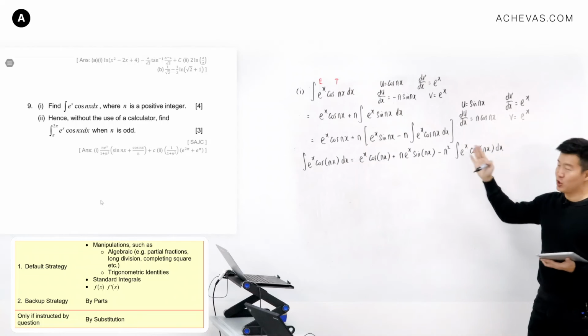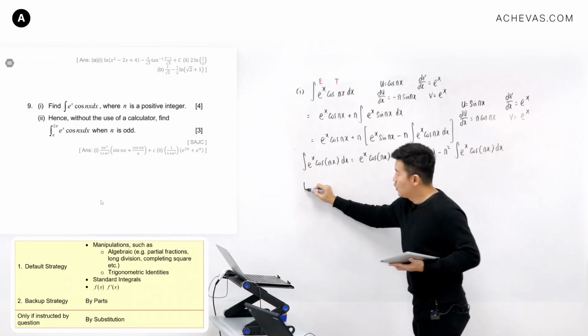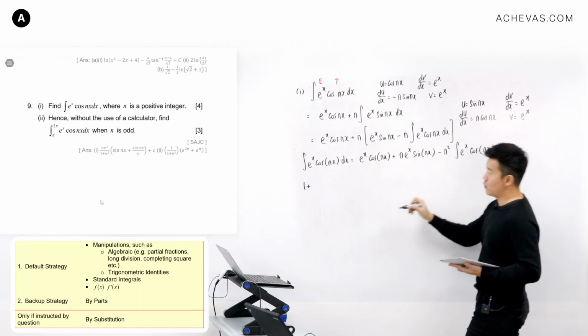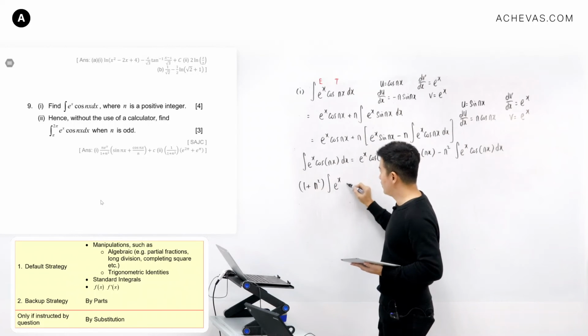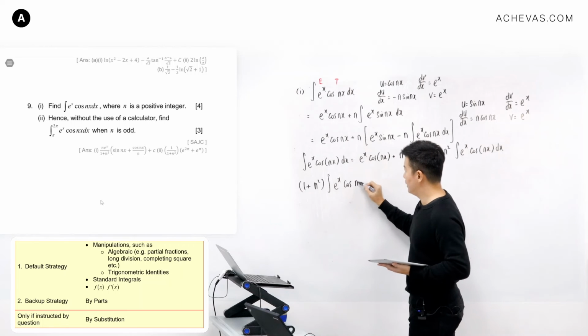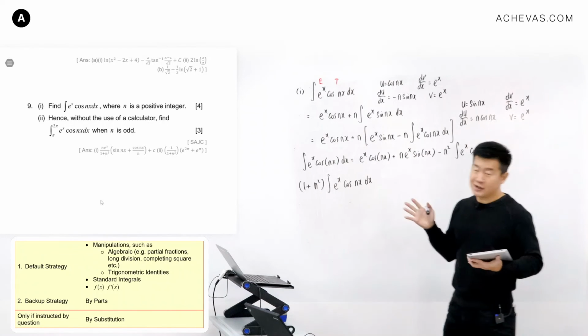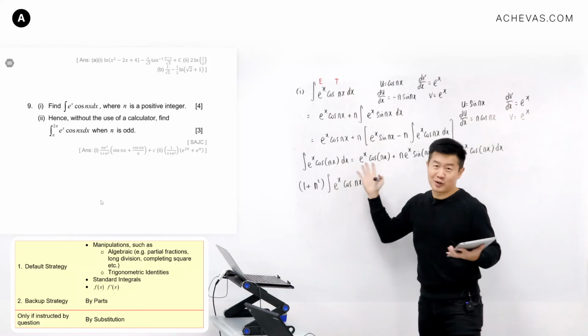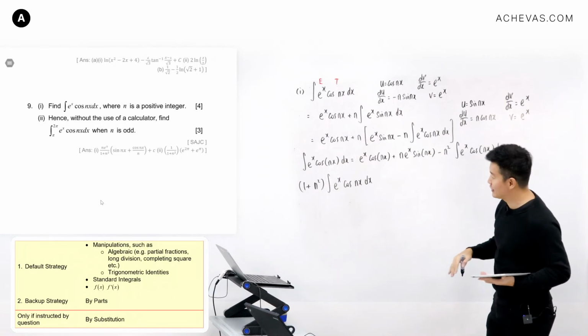And I'm going to bring this over to the left-hand side to combine with this. So I will have a 1 plus n square as the coefficient of e to the power of x cosine nx dx. Let me just take a look. Okay, I realized the question didn't put a bracket, so I'm not sure why I suddenly put a bracket here myself. Anyway, that doesn't matter.